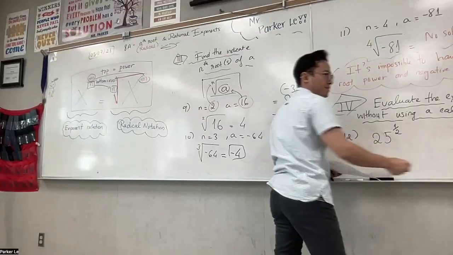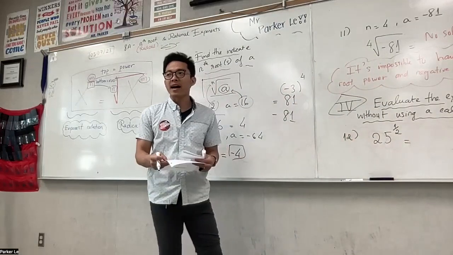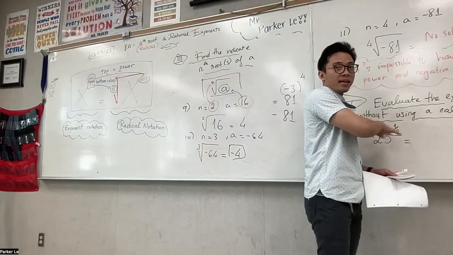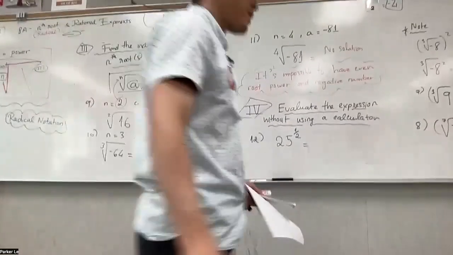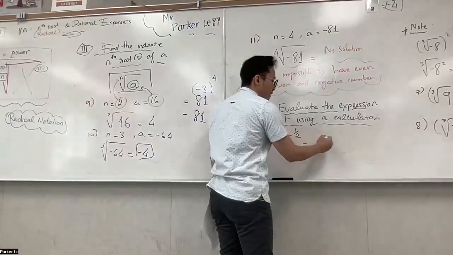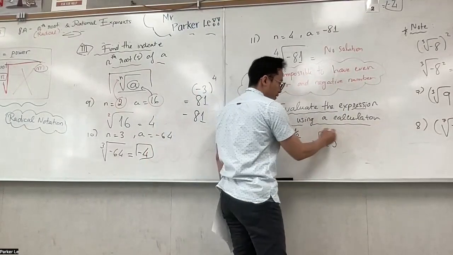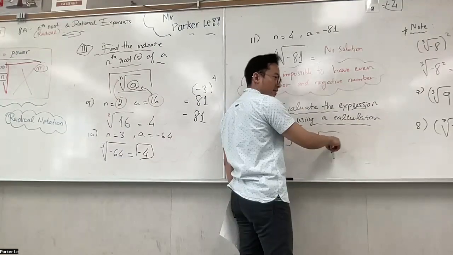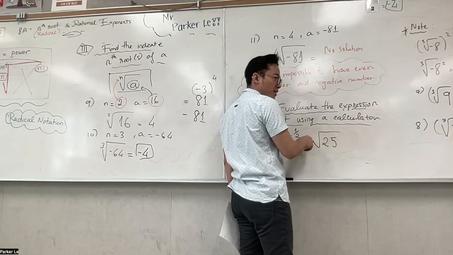Okay, come in. Your name's right there. You see that? All right, 25 to the power 1/2. If this is not familiar to you, you convert it into radical form. It's easier to see that. Okay, can you convert this? What is the power of 25? Yeah, 1. The top is the power, and the bottom is the root power. So the root is 2.